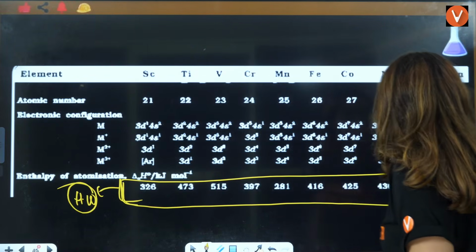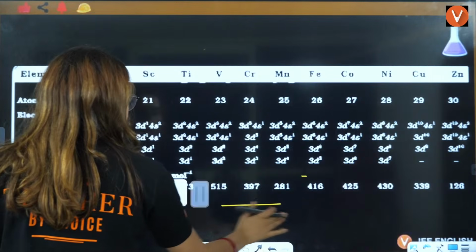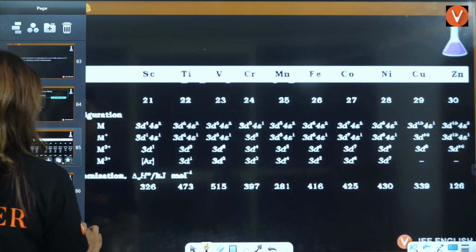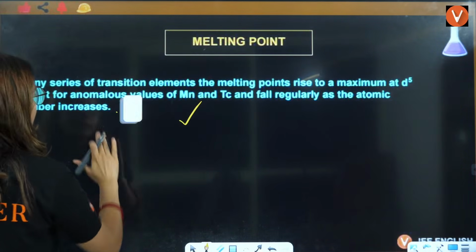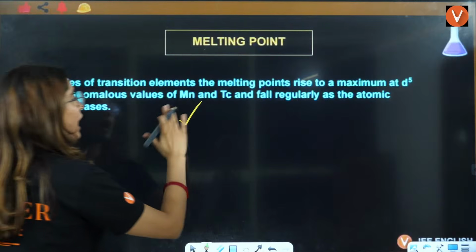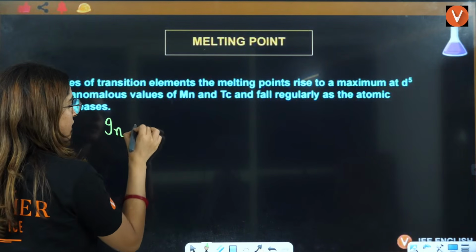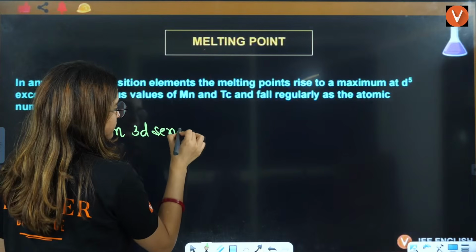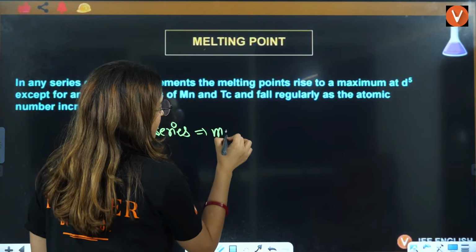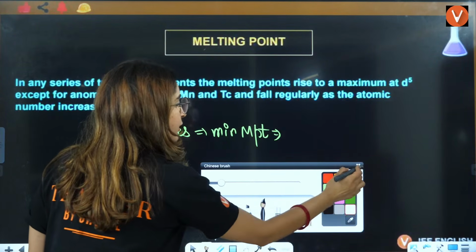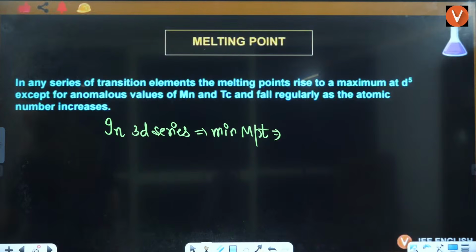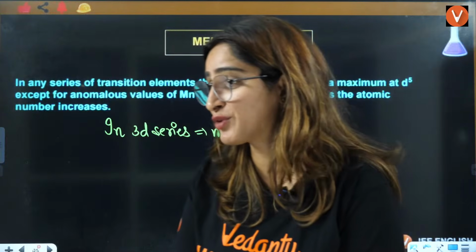And by that I also remember one more thing regarding melting point only, right? If they ask you in 3D series, minimum melting point. Who will answer me this one? In zinc, memorize the graph. Yes, Divya, unfortunately, but you have to, right?